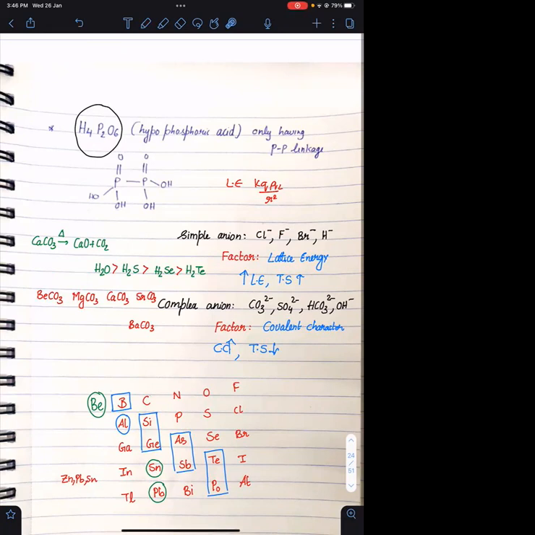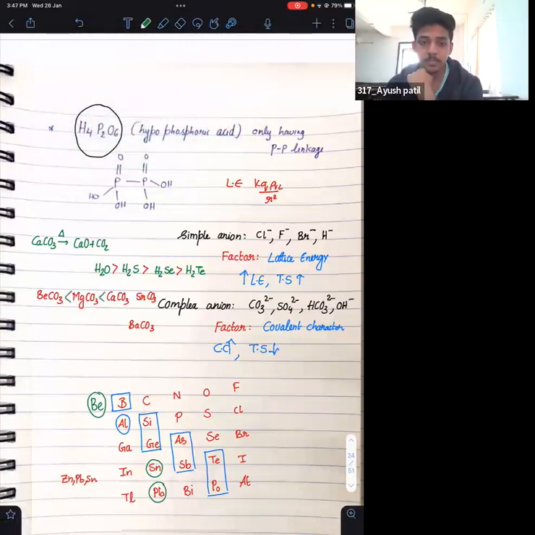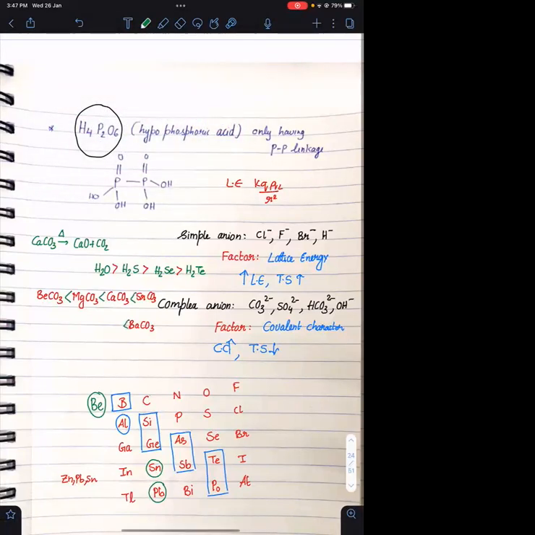As the size of the cation increases, what happens to the covalent character? Decrease. So this has the highest covalent character. If this has the highest covalent character, this will be having least thermal stability. So BeCO3 is less than, less than, less than, less than. Okay.